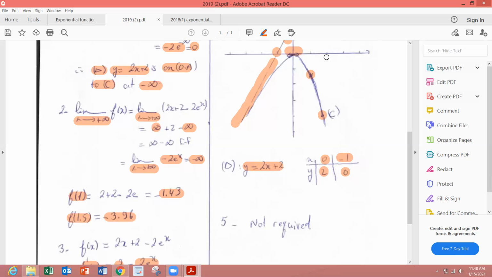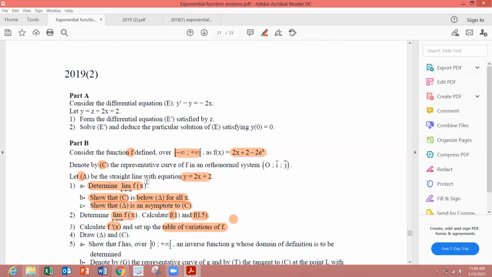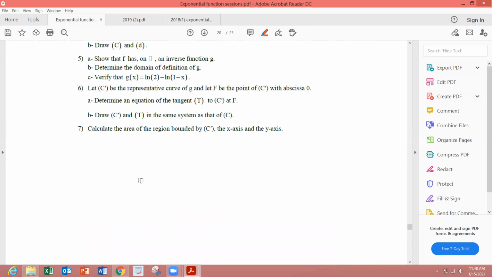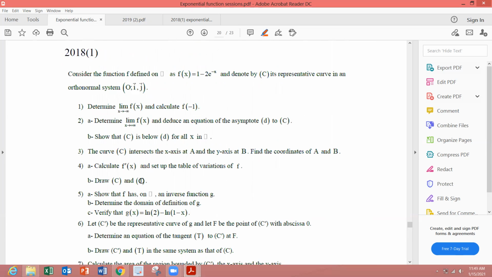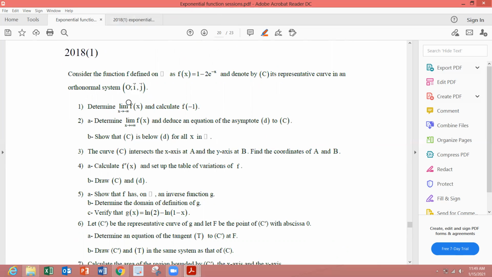Okay, we'll go to the second exercise. As I told you, part 5 about the inverse function is not required for this year. Now, 2018. Are the sessions difficult? No. Okay. 2018, the first chance.